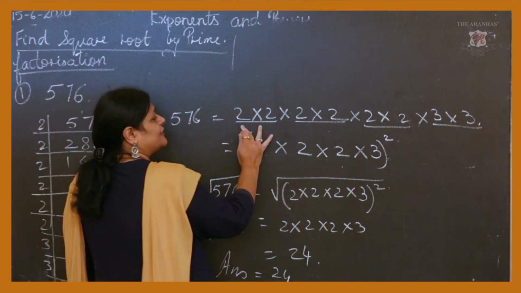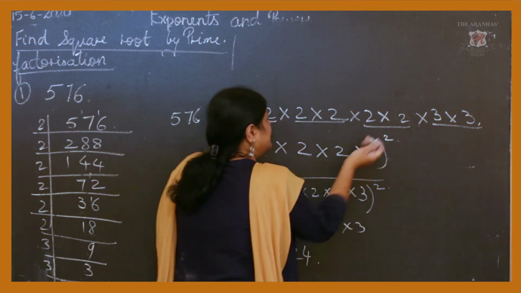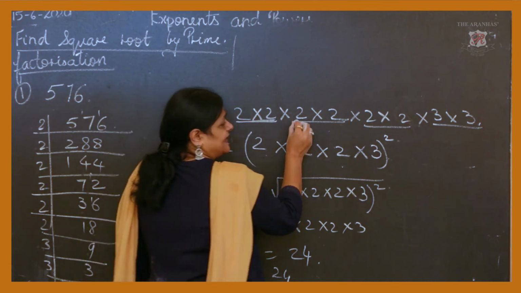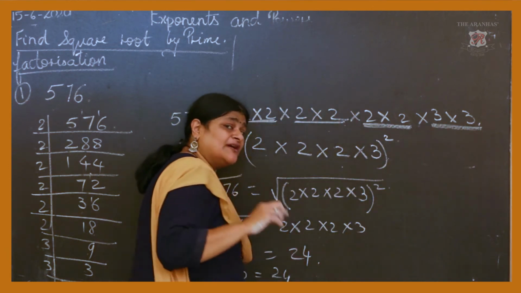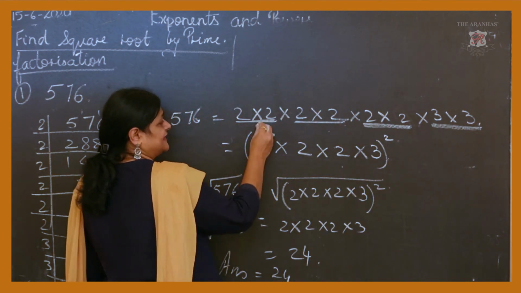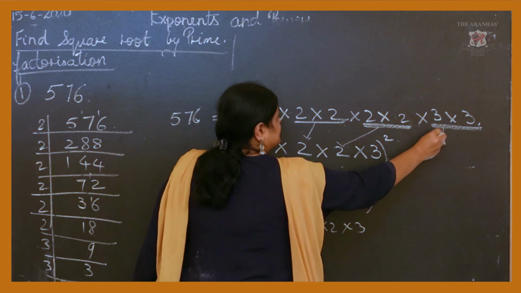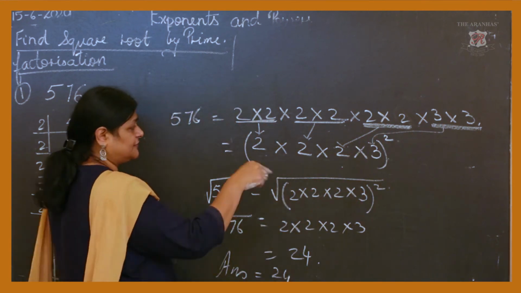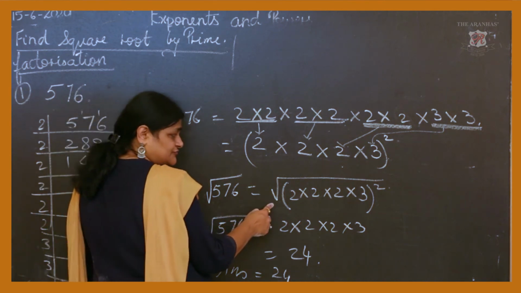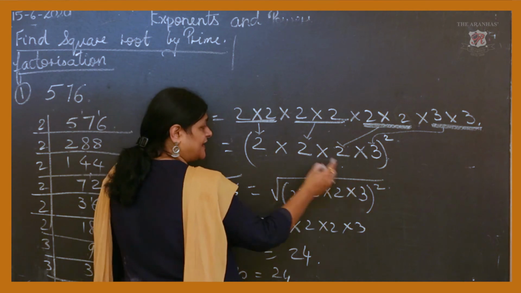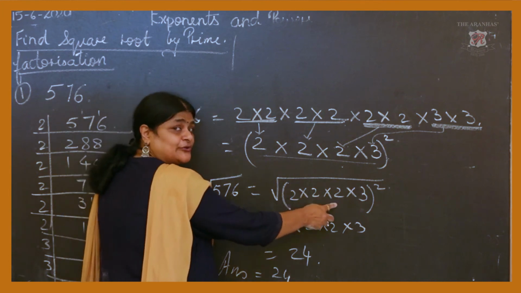That means what? Here you are going to take all 2, 2. Okay, this will be 1, this will be 1, this will be 1 and this will be 1. That means this 2 into 2, then again 2 into 2, then again 2 into 2, and then again this 3 into 3. So that's why I have written, is equal to, you are taking this 2, then again this 2, then again this 2 and this 3, you are taking it over here, the whole square. That is equal to root of 576 is equal to root of 2 into 2 into 2 into 3, the whole square. So root of 576 is equal to 2 into 2 into 2 into 3.